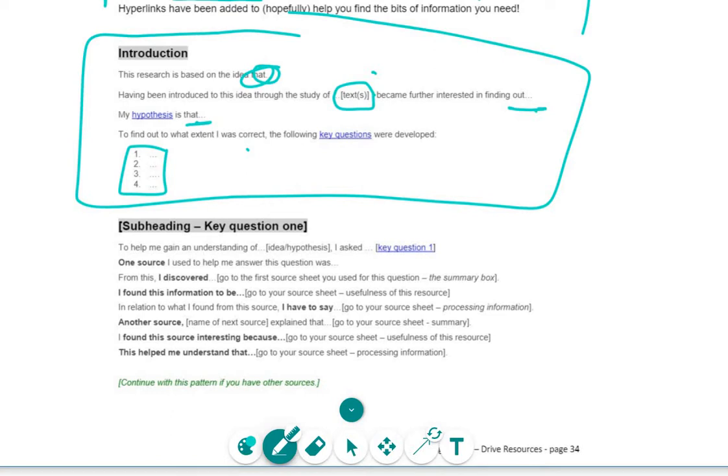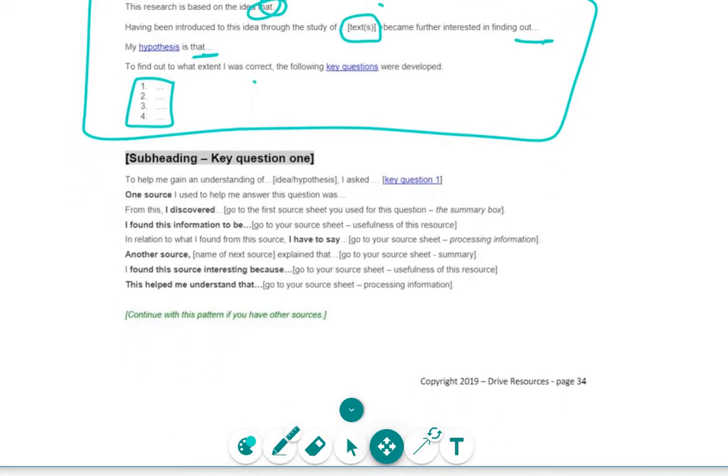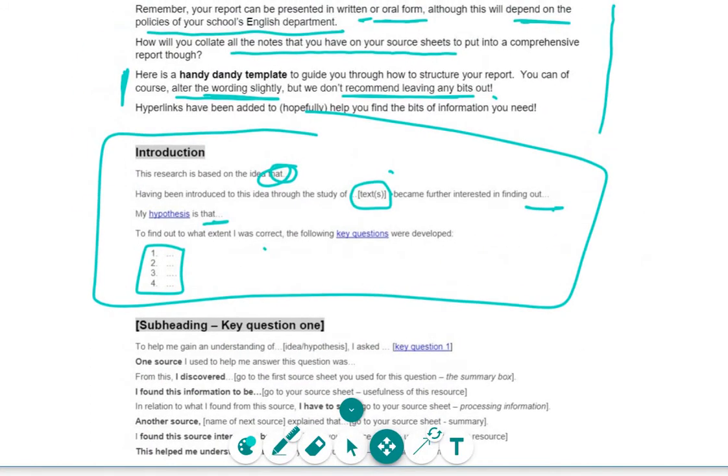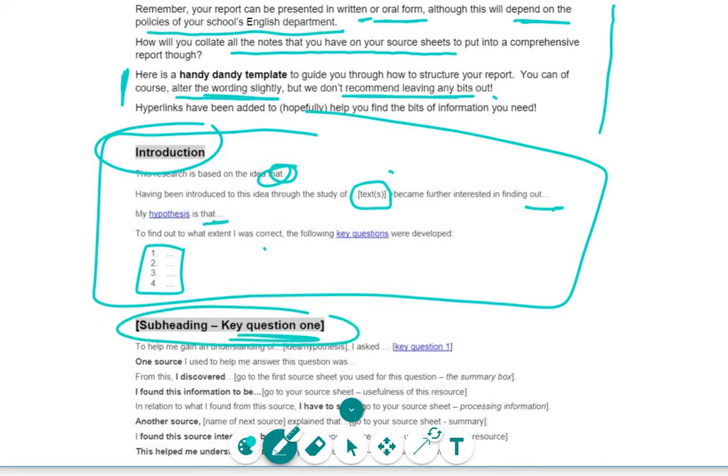Having 4 questions does not necessarily mean you're going to get excellence over having 3 questions. It's got nothing to do with that. Okay, now I suggest having subheadings. So have the introduction subheading, and then have your next subheading, which is going to be key question 1. You don't have to write it as a question though.